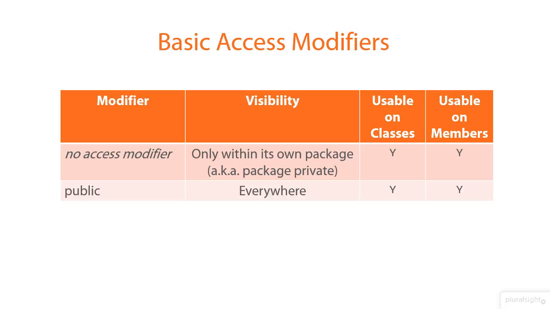Now, one of the ones we commonly see is the public access modifier. If a class or a class member is marked as public, that means it can just be used anywhere and all in the program.